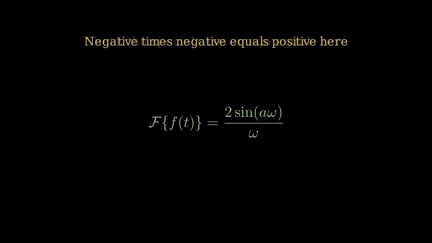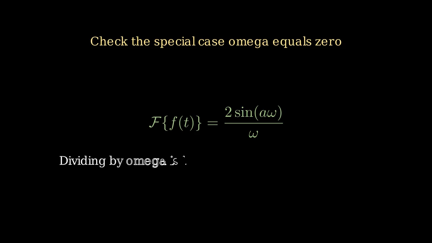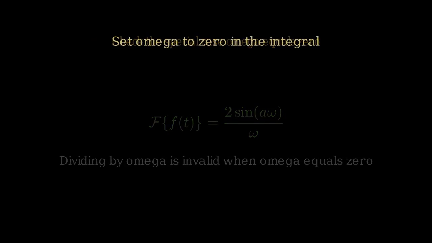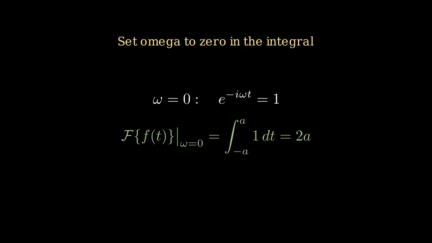Now let us check this result carefully, especially at the special value, omega equals 0. We must check this case separately, because dividing by omega is not valid when omega itself equals 0. Let us go back to the original integral and set omega equal to 0 directly. When omega equals 0, e to the power of negative i omega t becomes simply 1, so the integral becomes the integral from negative a to a of 1 dt. This integral evaluates directly to 2a.